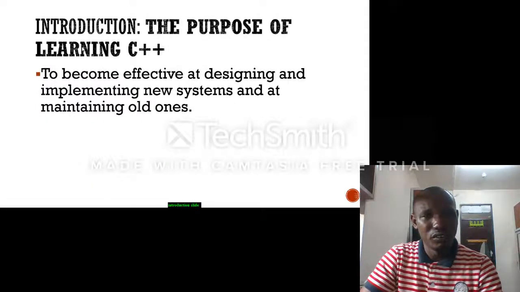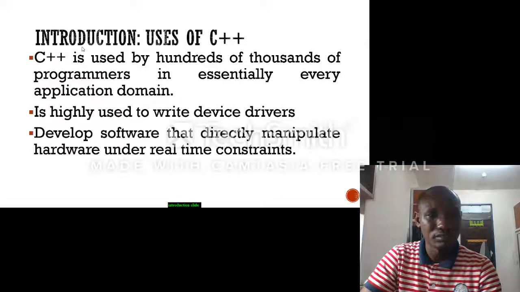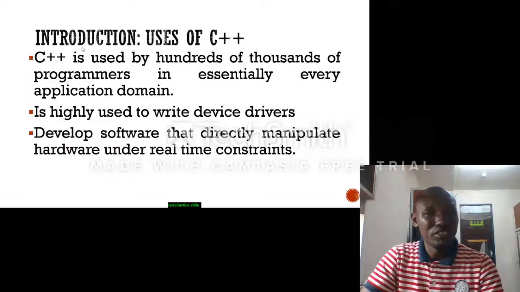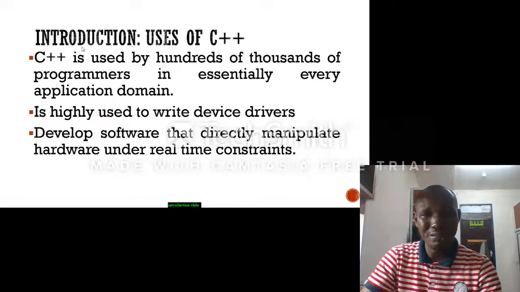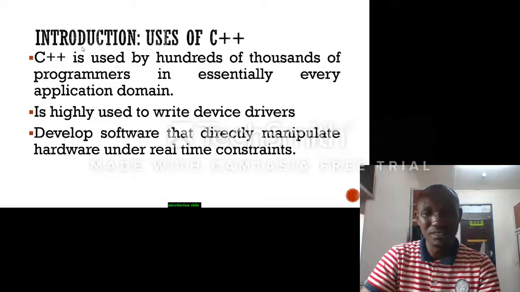What's the purpose of learning C++? Basically, it's to become effective at designing and implementing new systems and at maintaining the old ones. Uses of C++. C++ is used by hundreds of thousands of programmers in essentially every application domain. It's highly used to write device drivers and develop software that directly manipulates the hardware under real-time constraints, not just an ordinary programming language that solves users' problems.